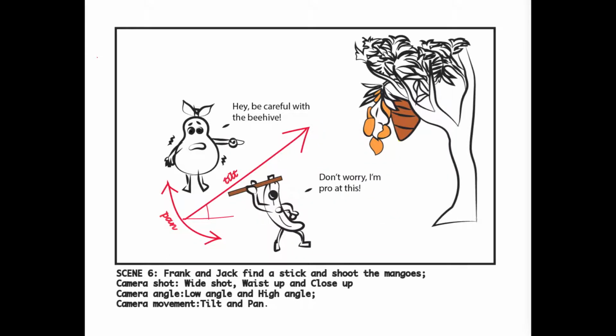Scene 6. Camera shot would be wide shot, waist up and close up. Camera angle would be low angle and high angle, and camera movement would be tilt and pan. Jack, the mysterious guy, finds a stick and then, as he's about to shoot it, Frank observes that there is a beehive and he becomes a bit hesitant about the whole idea of shooting mangoes. He is now scared that Jack might end up hitting the beehive.